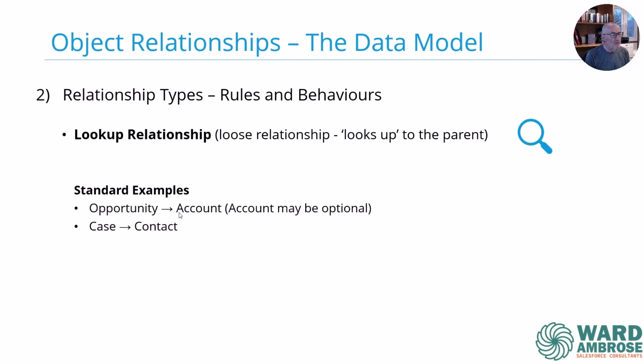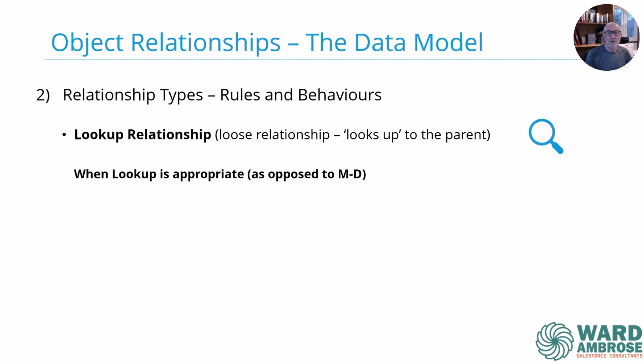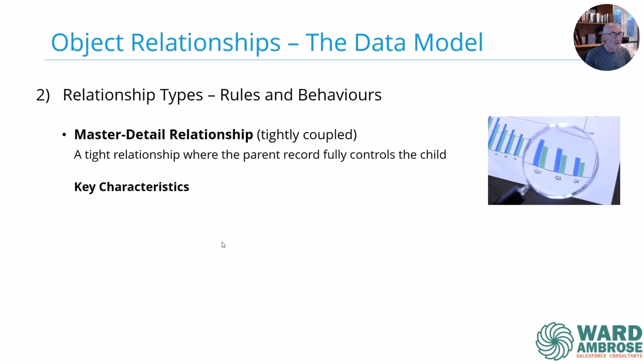We've already talked about opportunities looking up to the account, cases looking up to the contact. We could create a couple of custom examples where we have an object for invoices where the invoice record looks to the related account. When you create a relationship, you need to consider whether you wish to make it lookup or master detail. Now, we haven't talked about master detail. We're coming to that. The lookup relationship is appropriate when child records must survive parent deletion, ownership needs to be independent, and the relationship is for reference only.